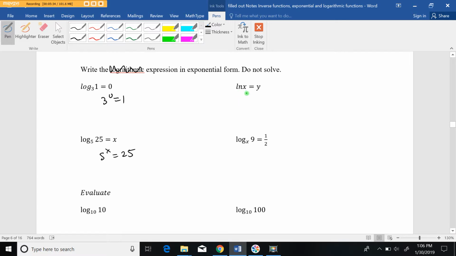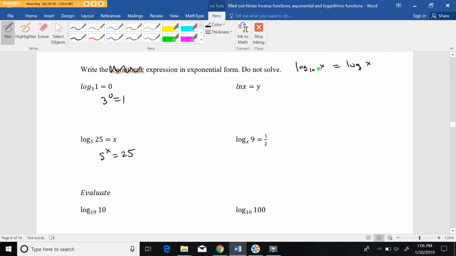Okay, ln x. So there's lots of different bases. Two of the most common bases for logarithms are log base 10. Log base 10 of x usually is just written log of x. If you don't see a base written, it's assumed to be 10.